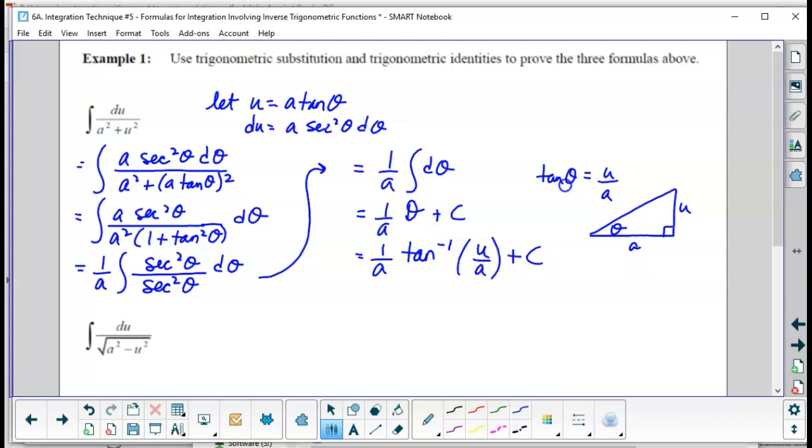Okay, and take a look back. That's what we're trying to prove, which is the right side. So this was the left side, it's the right side. Okay.